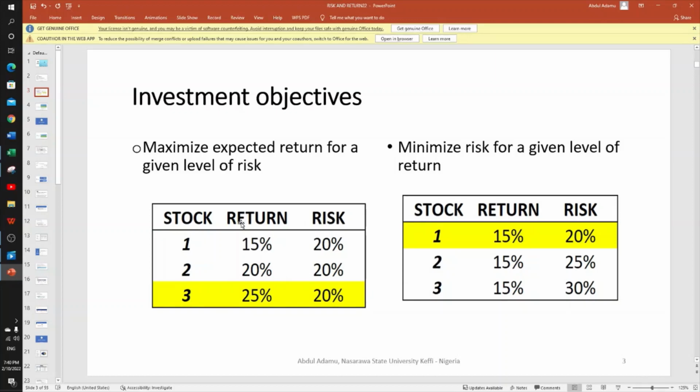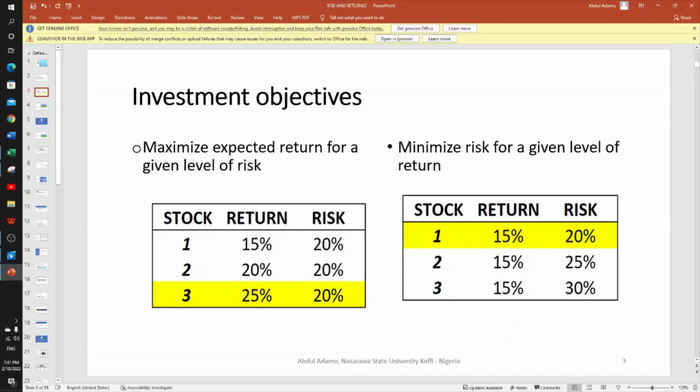Now the 3 stocks have the same risk. So for an objective to maximize expected return, you can see a rational investor will select the one that has the highest return.